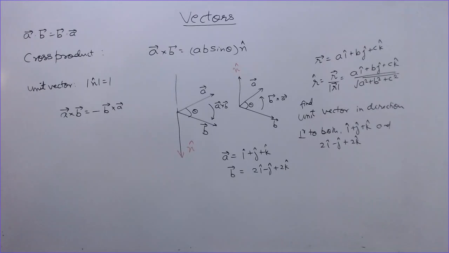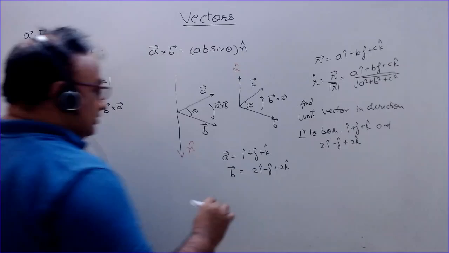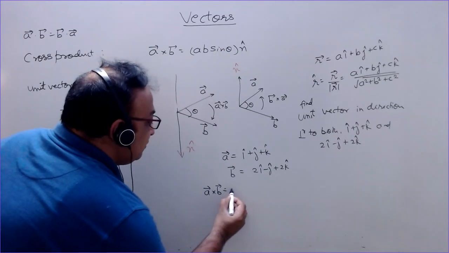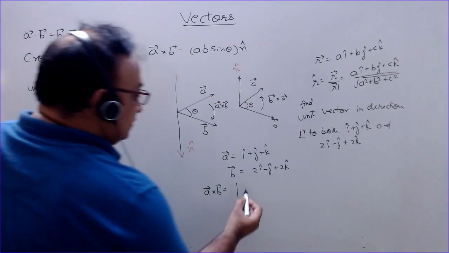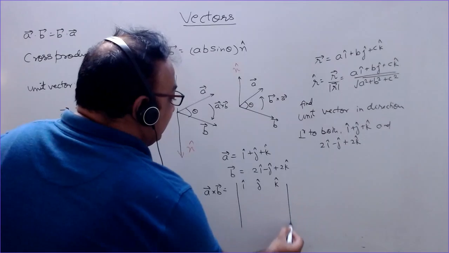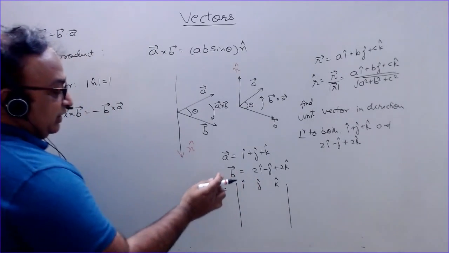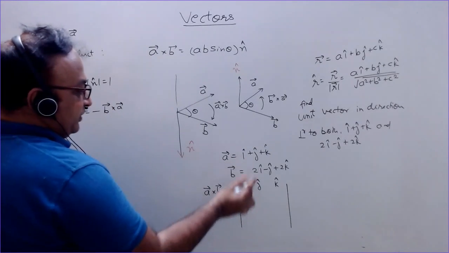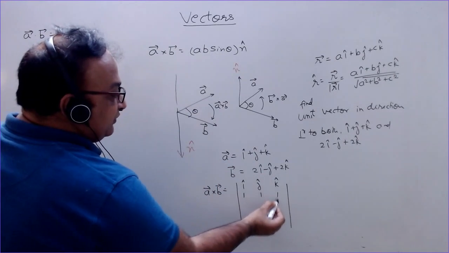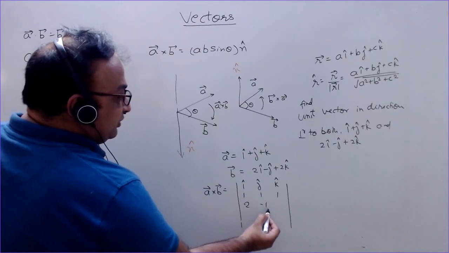That is the cross product of these two vectors. So how will you find the cross product? A cross B will be perpendicular to both. So what is the way to find it? Write like this: write down the matrix i, j, k. Then the coefficients. Here the coefficient of i is 1. First we will write for A, then for j it is 1, k is 1. And here 2, -1 and 2.